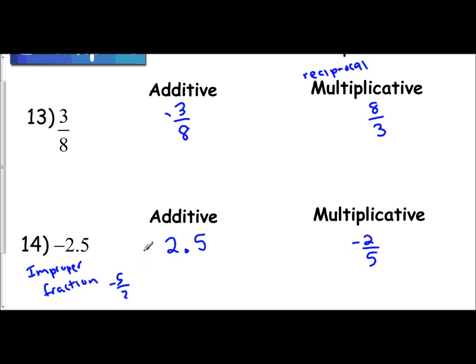Now this is important too. For additive inverses, it's the opposite sign, but for multiplicative inverses, you just flip what you're given. The sign does not change. It stays what it originally was. So do be careful with multiplicative inverses. They are the harder ones. If you're not given a fraction, convert to a fraction.